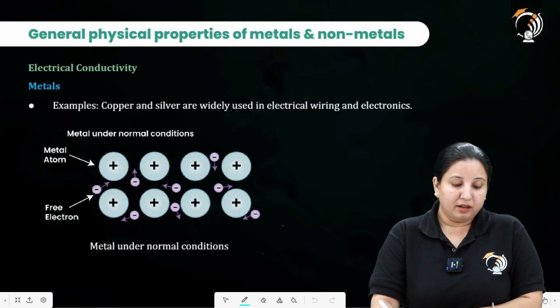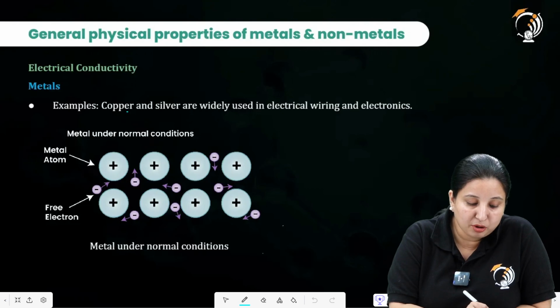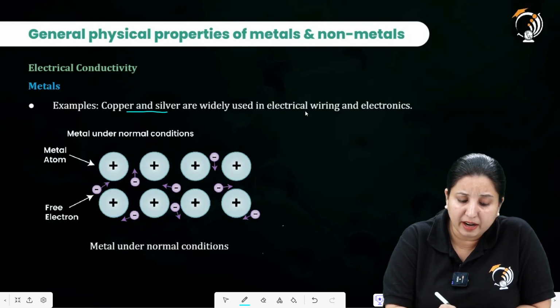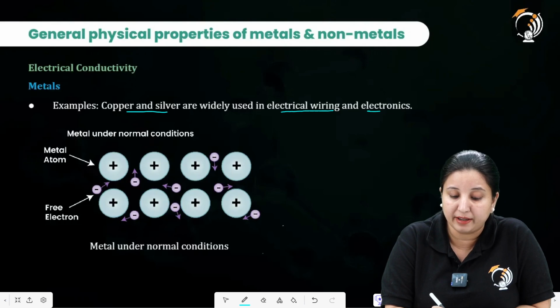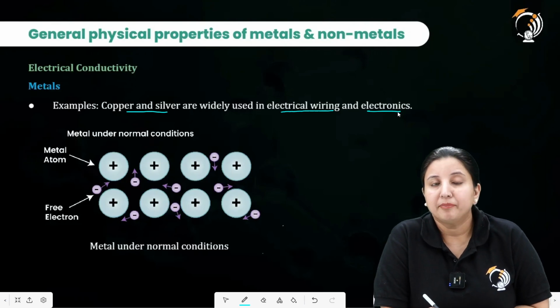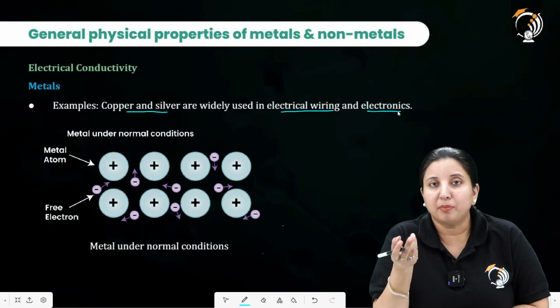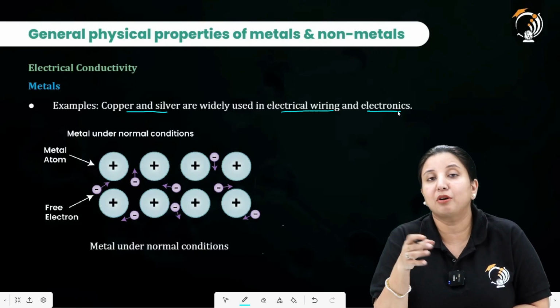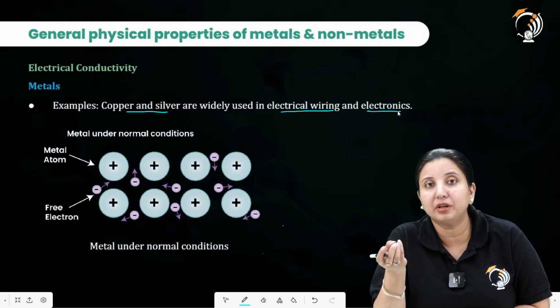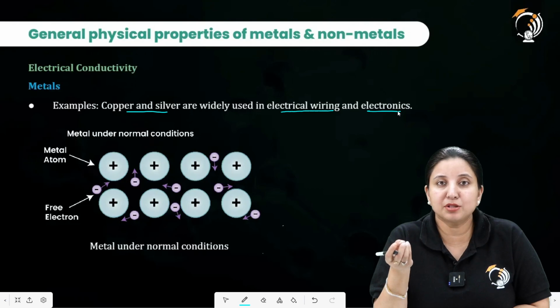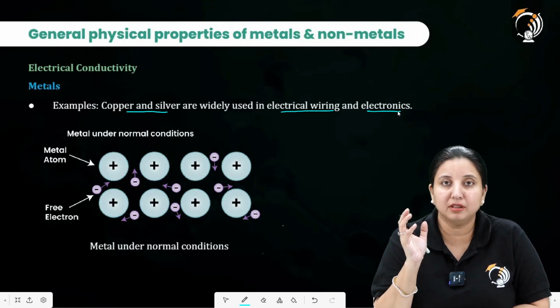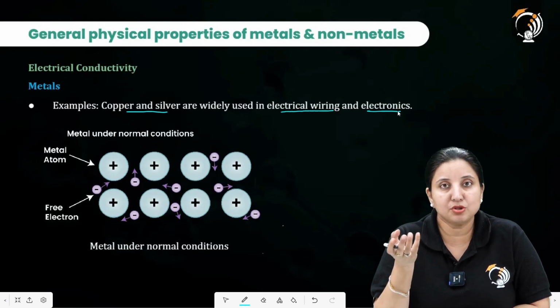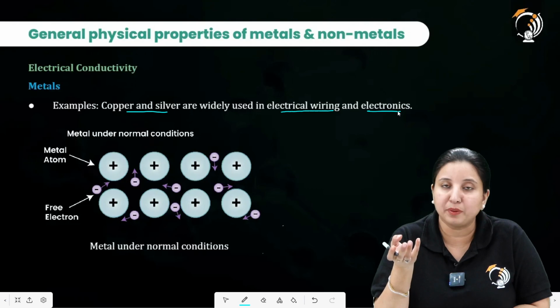Over here we have taken the example of copper and silver. They are widely used in electrical wiring and electronics. Although we prefer copper because of cost effectiveness, because if you use silver wire or gold wire, even gold's conductivity is very good, it is going to be very high in cost. So that is the reason we prefer copper, but the conductance of silver and gold is very good too.